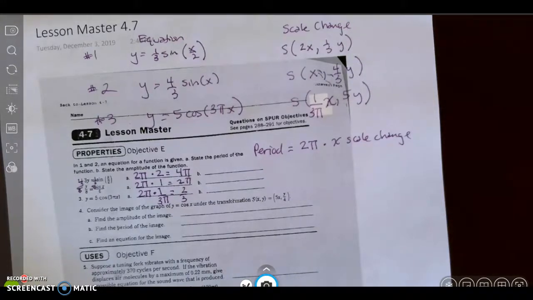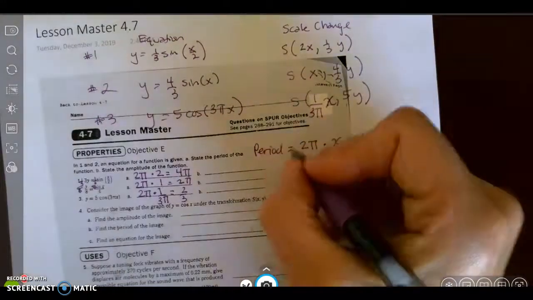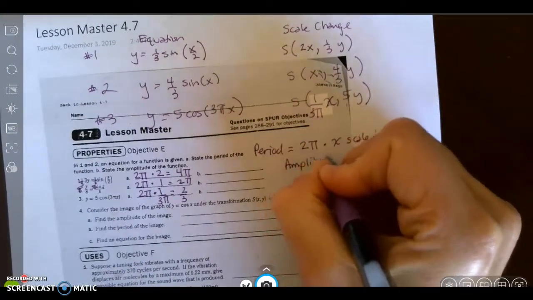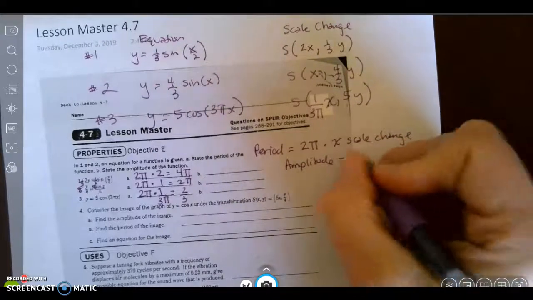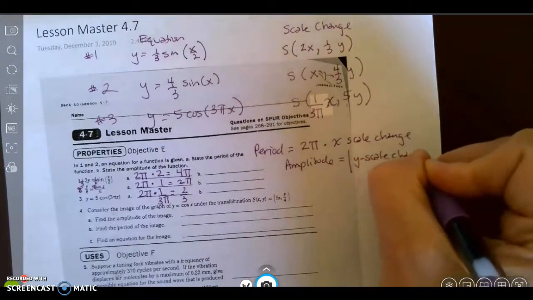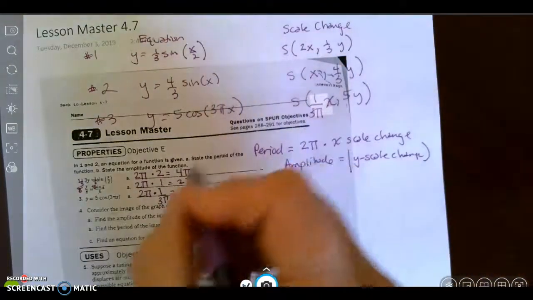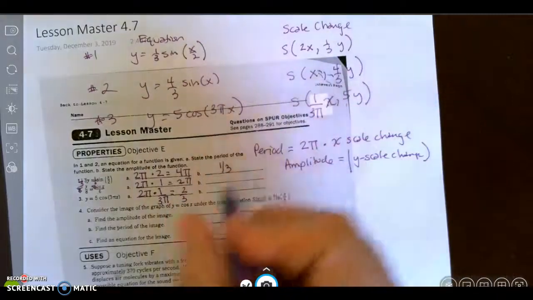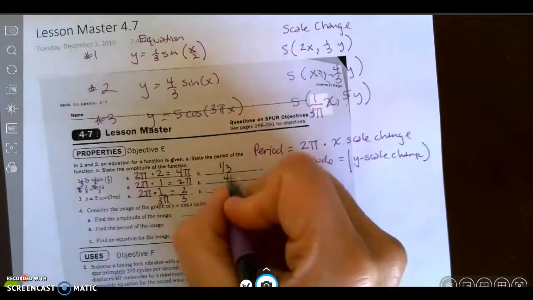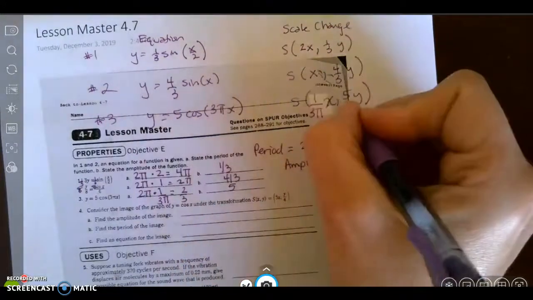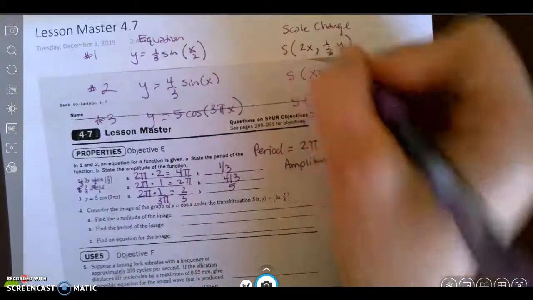The next part says state the amplitude. Remember that the amplitude is the absolute value of the y scale change. So we have the y scale change is 1/3. In number 2, it's 4/3. And in number 3, it's 5. I got those right from here.